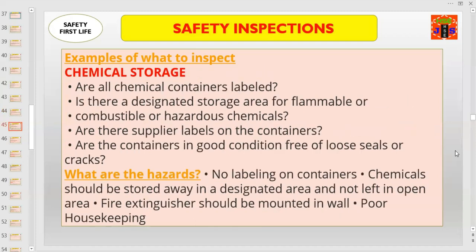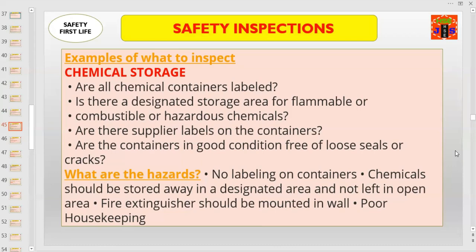Definitely, in a building, in a structure, there are chemicals used on daily basis. What to inspect in the chemical storage area? Are all chemical containers labeled? Is there a designated storage area for flammable, combustible or hazardous chemicals? Are the containers in good condition, free of loose seals or cracks?